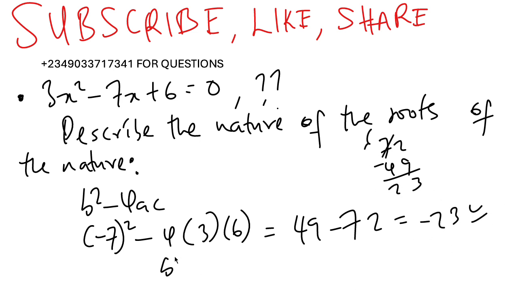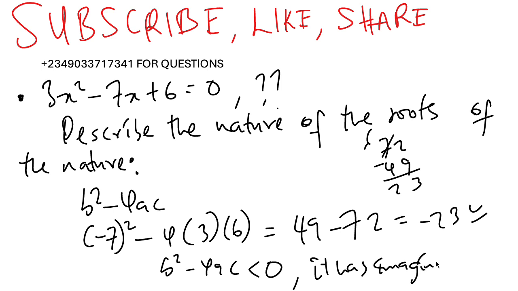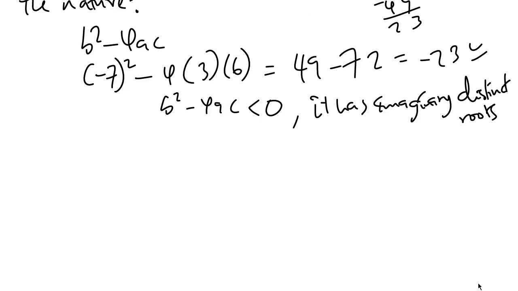So since b squared minus 4ac is less than 0, what does that imply? It has what? Imaginary roots. Or you could say what? Imaginary distinct roots. Do you grab? So that's it. So now, do this on your own. Pause the video and attempt it.